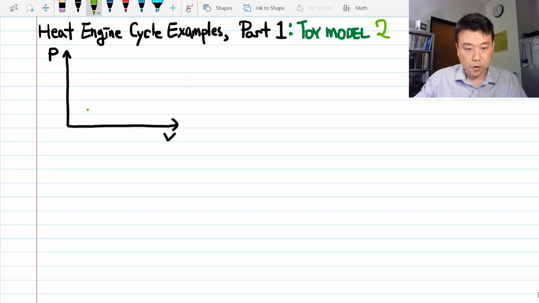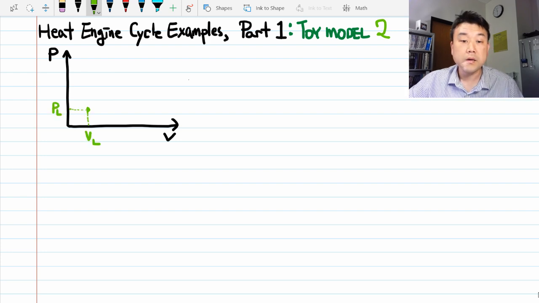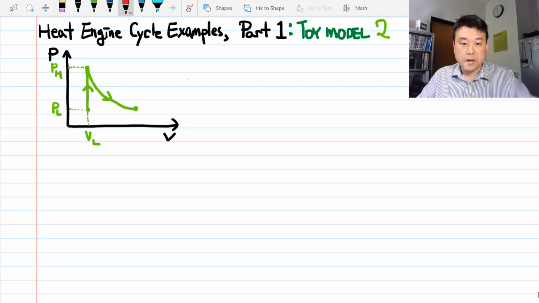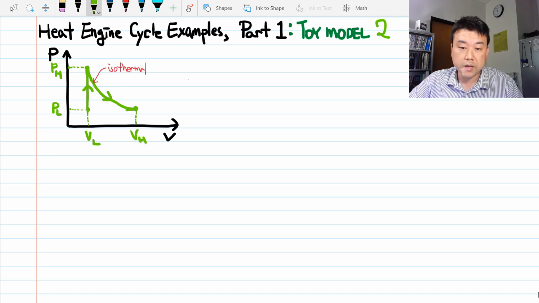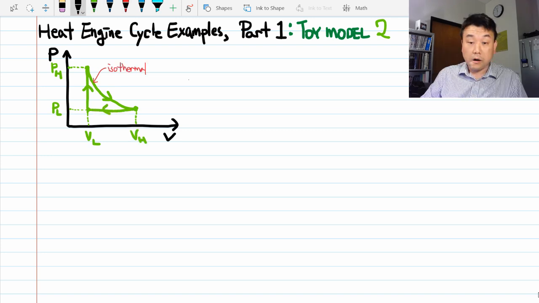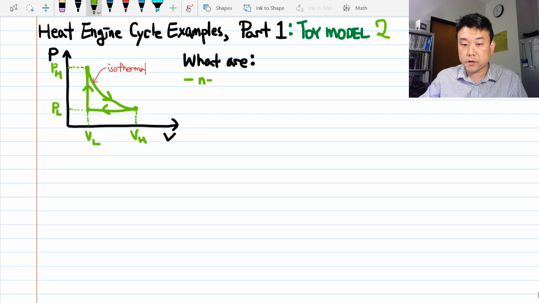We start from the low pressure, low volume, and the system undergoes isochoric heating, reaching the high pressure point, and then it's going to undergo isothermal expansion. This curve is supposed to look like 1 over x or 1 over V. And the system undergoes isobaric contraction. Alright, we are asking the same questions as before. That is, what are the net work done and the heat transfers.